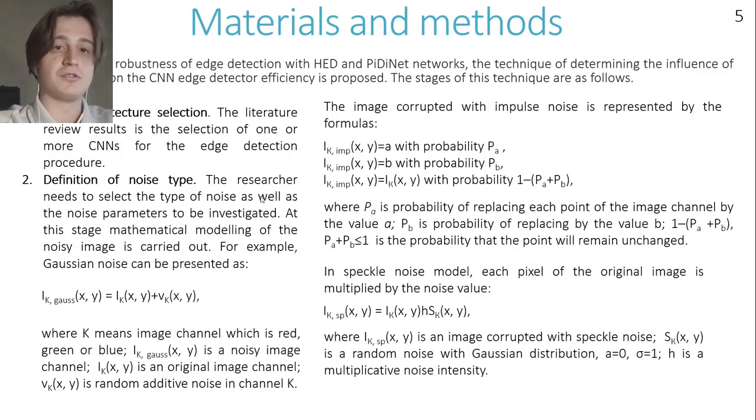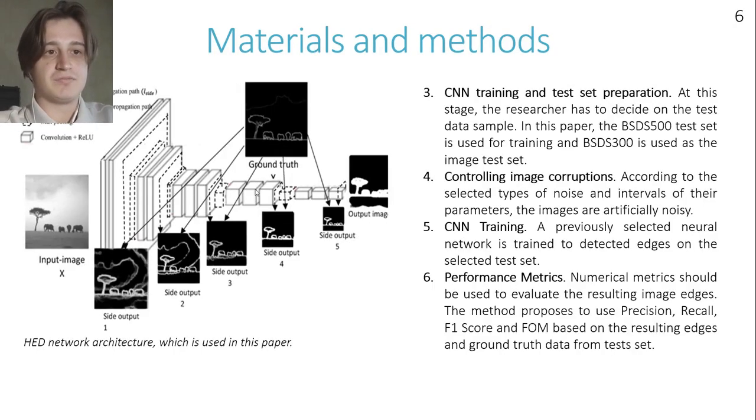Next, third step. CNN training and test set preparation. At this stage, the researcher has to decide on the test data sample. In this paper, the BSDS 500 set is used for training and BSDS 300 is used for the image test set. Controlling image corruptions. According to the selected types of noise and intervals of the parameters, the images are artificially noised.